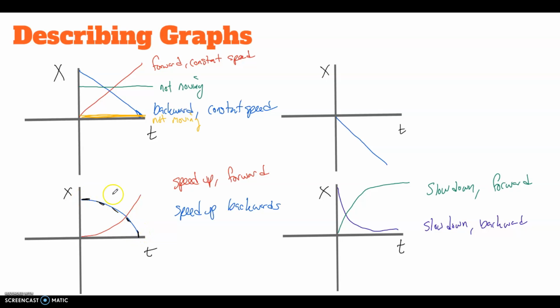Well, the magnitude of the slope tells us how fast the object is moving. So if its slope is 0, it's not really moving. It's moving faster, faster, faster. This object is moving backwards and speeding up in that backward direction.